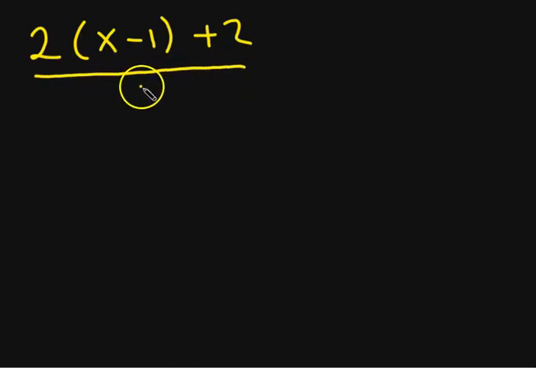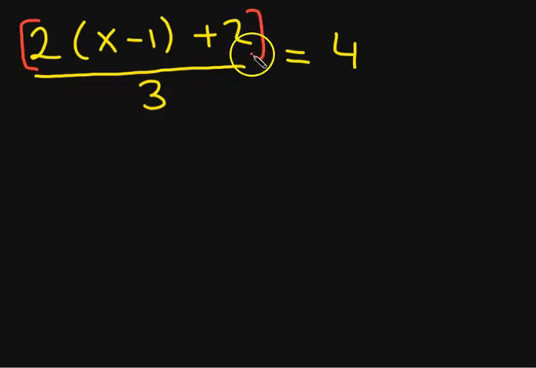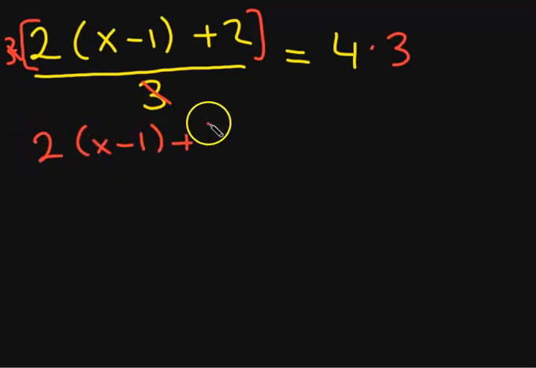So let's do one more example. (2 times (x - 1) + 2) divided by 3 equals 4. Let's start with getting rid of 3. It's in division, so I need to multiply both sides by 3. If you look at the left side, 3 times the expression divided by 3, the 3's are gone. On the right side, I have 4 times 3. So the expression becomes 2(x - 1) + 2 = 12.